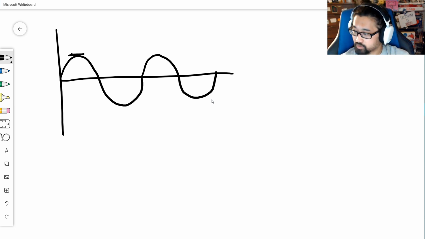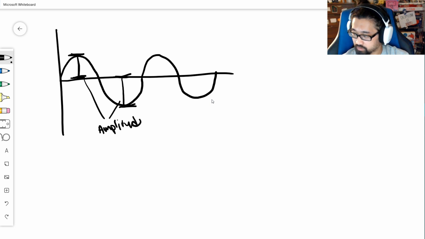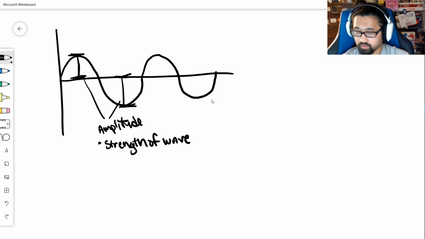The distance between here and here, from center to the top, or the center to the bottom, both of those are the amplitude. And again, that's most commonly associated with the strength of the wave. It's brightness for light, it's loudness for sound.